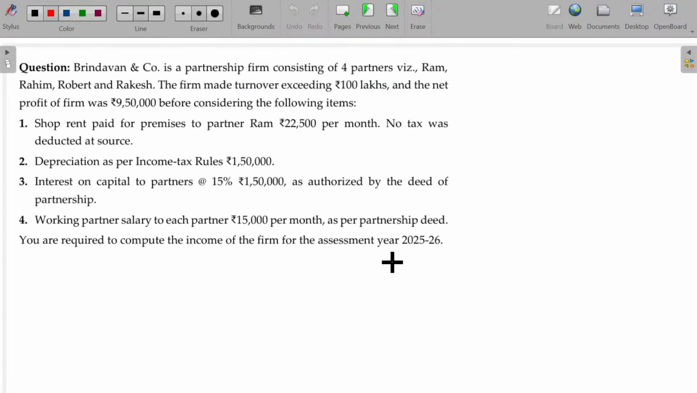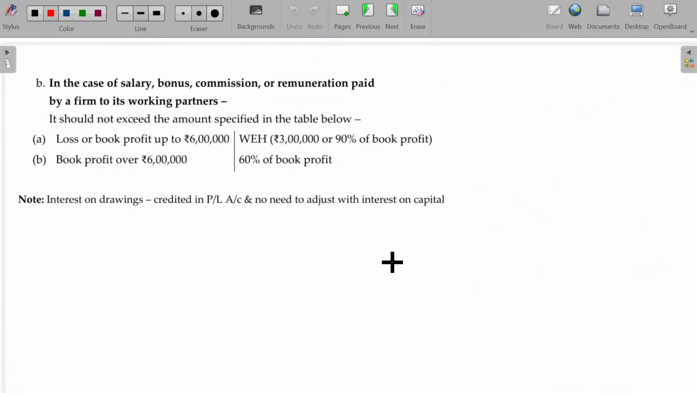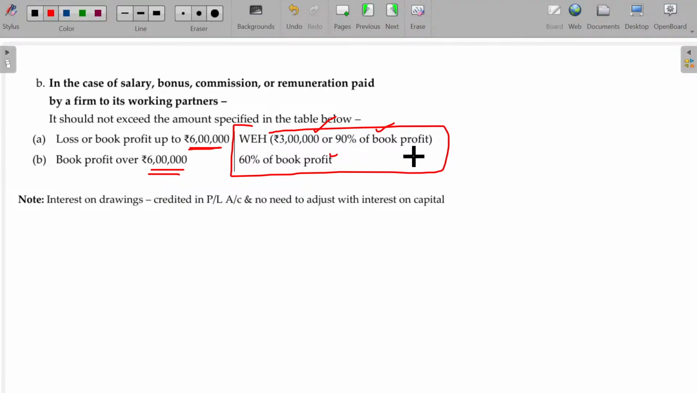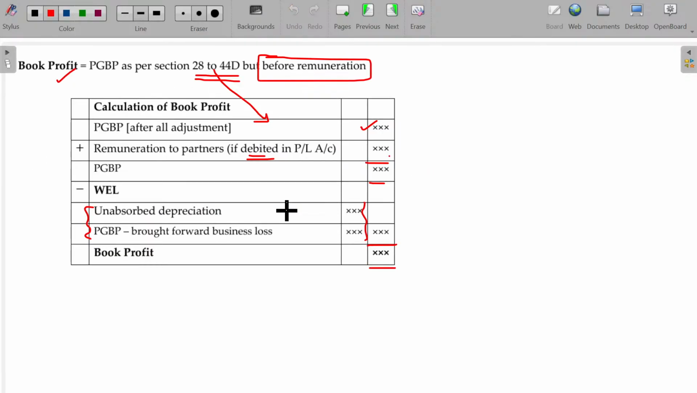In that book profit, salary will be payable up to 6 lakhs, whichever is higher of either 3 lakhs or 90% of the book profit. If the book profit is more than 6 lakhs, 60% on such extra book profit will be added. This will be the total, which will be compared with the actual, and whichever is lower will be taken. In case of interest on drawings, if credited in the P&L account it is correct and requires no further adjustment. It's not required to be adjusted in the interest on capital. These are the cases you have to understand.